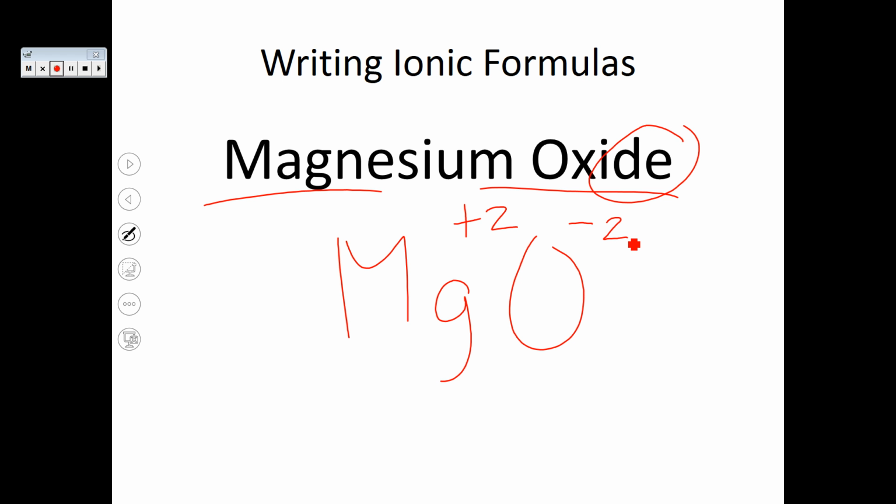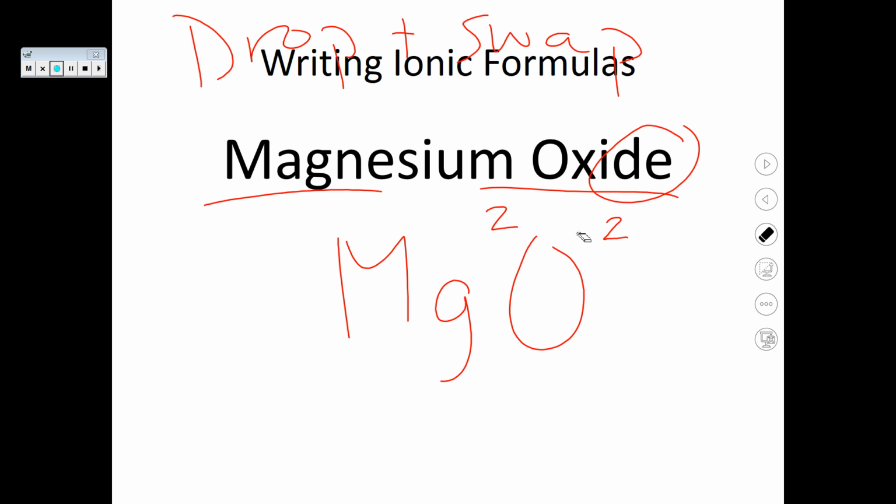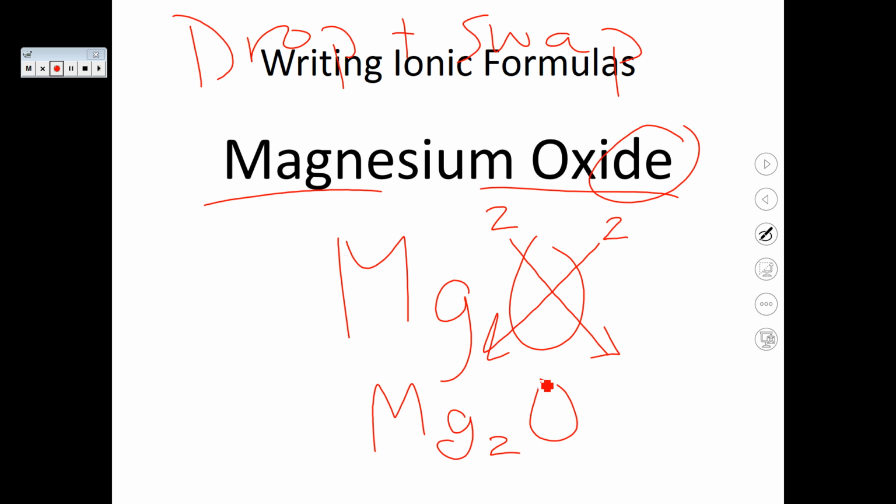Then you are going to do what I call drop and swap. Drop and swap means that you don't need these positive and minus signs anymore. And then the superscripts are actually going to drop and swap to the opposite element. So now magnesium is going to have a 2 on the bottom that comes from the oxygen, and oxygen is going to have a 2 on the bottom that came from the Mg.